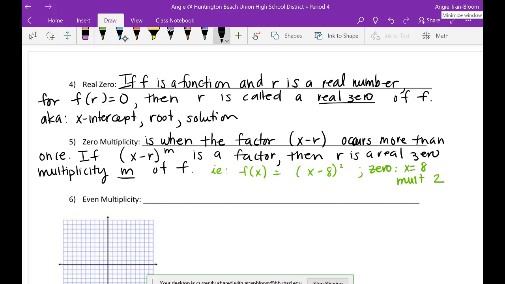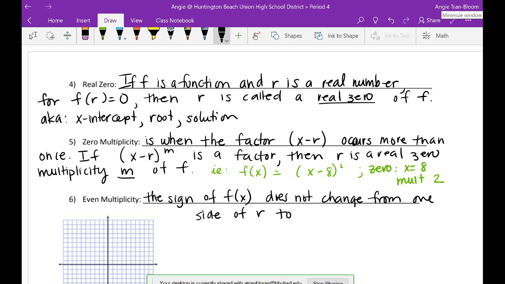Even multiplicity. What does it mean? Why does it have significance? Even multiplicity. The sign of f of x, what's another variable I can use for f of x? Y. The sign of f of x does not change from one side of r to the other side of r.